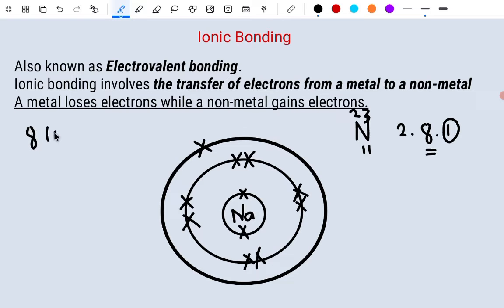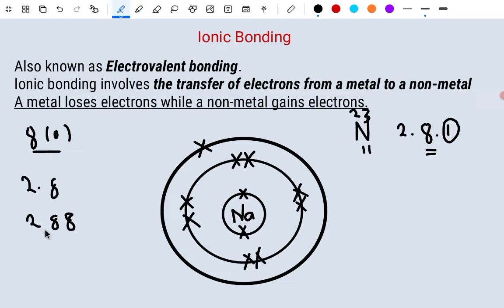Group 8 is also called group 0. It's discovered that all these elements, for example argon, neon, helium, which are found in group 8, have the maximum number of electrons. So this is their electronic configuration structure.